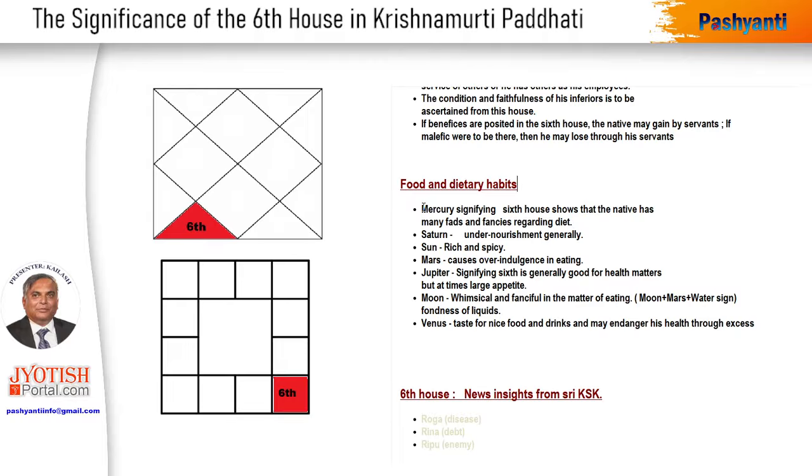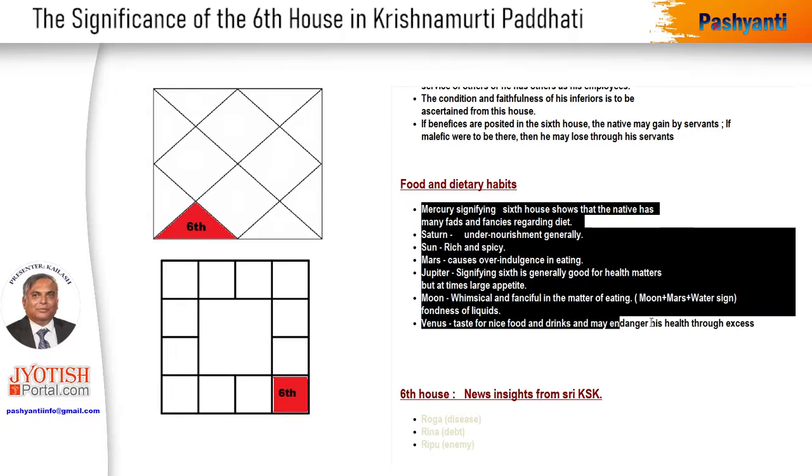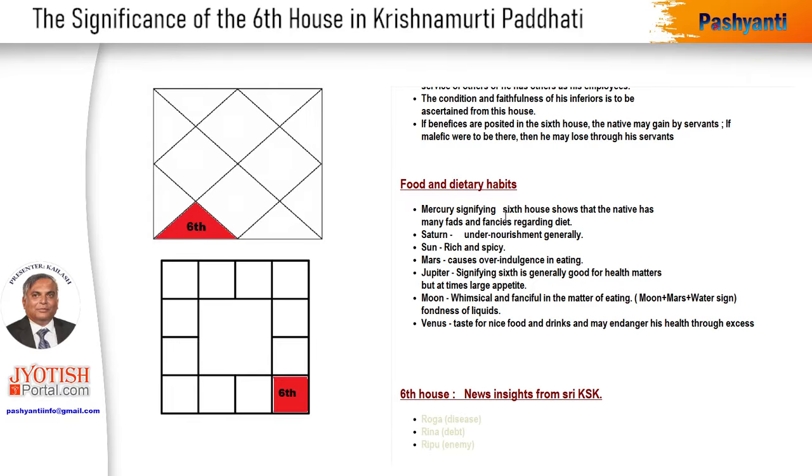So these are the planets, and this is how they indicate food and dietary habits. And one more thing I have noticed is that, especially in my case, or in some of my very close family members, I have seen that the dietary habits in many cases have remained stable throughout the life.